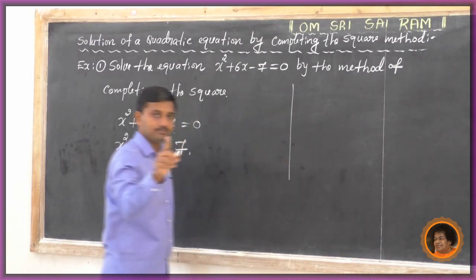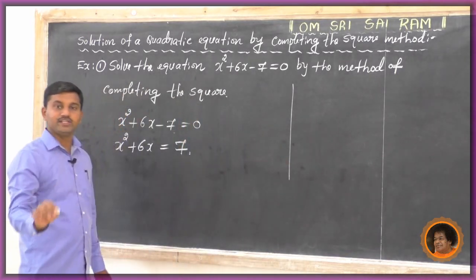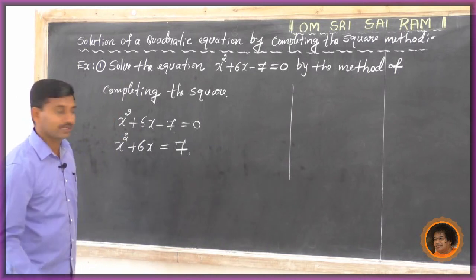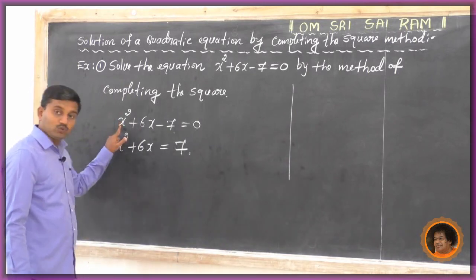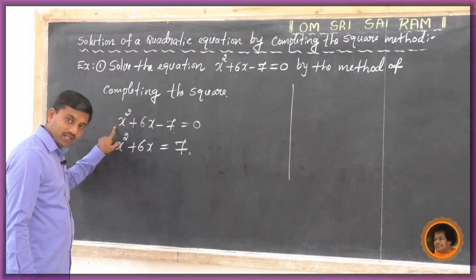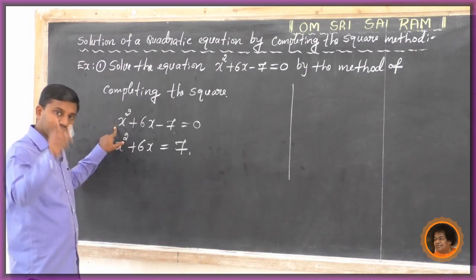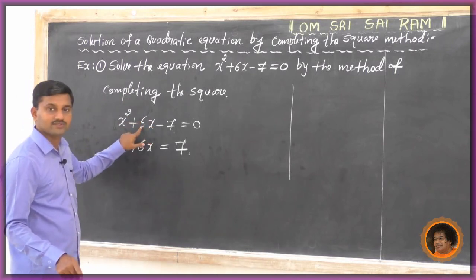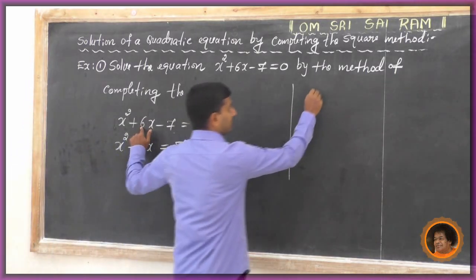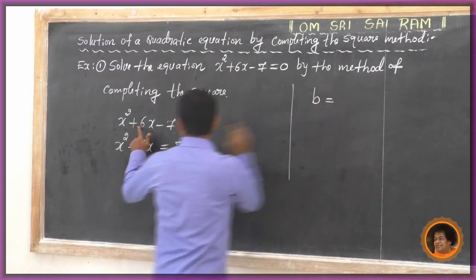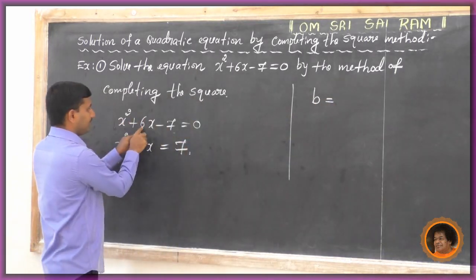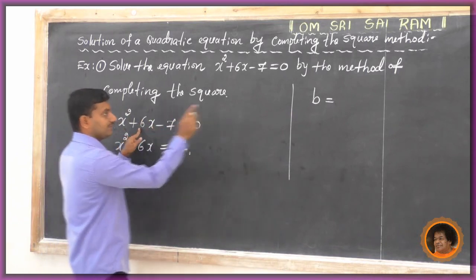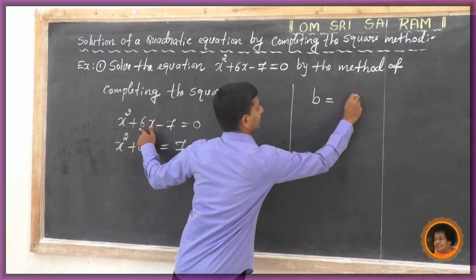What is the first step? Write the given equation in the standard form. And the second step is, if the coefficient of x square is 1, look at the coefficient of x. The coefficient of x is the b value. In ax square plus bx plus c, the b value means the coefficient of x, that is 6.